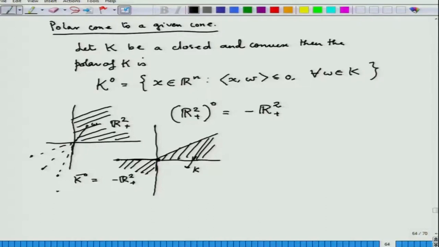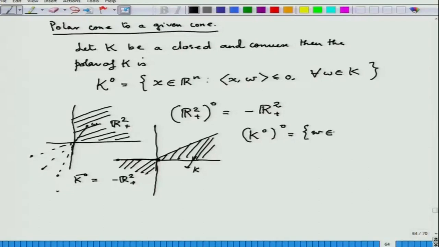Then I must just ask this question, what is the polar of the polar? That is just a curious question, nothing much to worry about. If I define it, this consists of all w in Rn such that w times x is less than or equal to 0 for all x in K polar. I am just repeating the definition, replacing K with K polar. The interesting fact is that K polar polar is equal to K. That is the interesting thing.